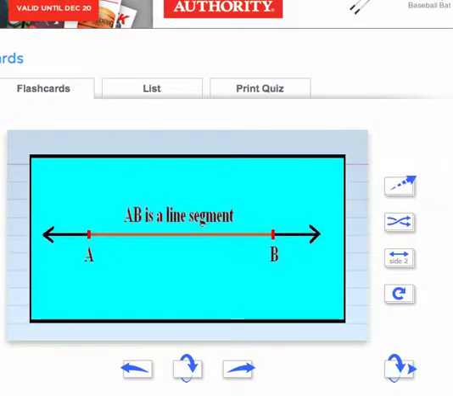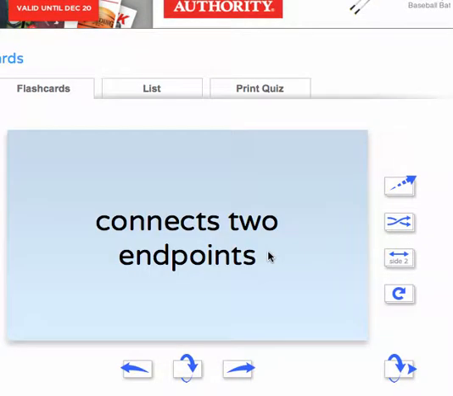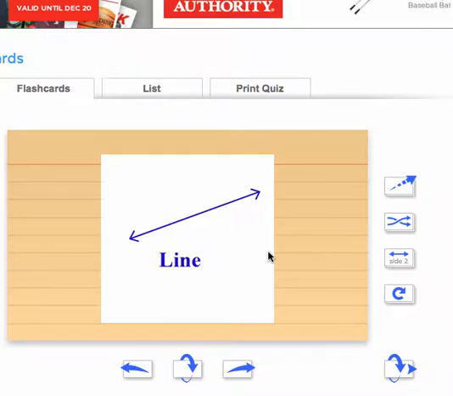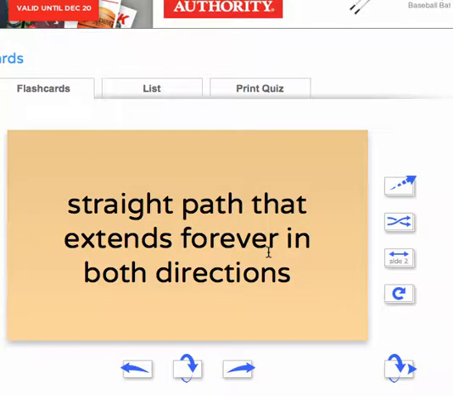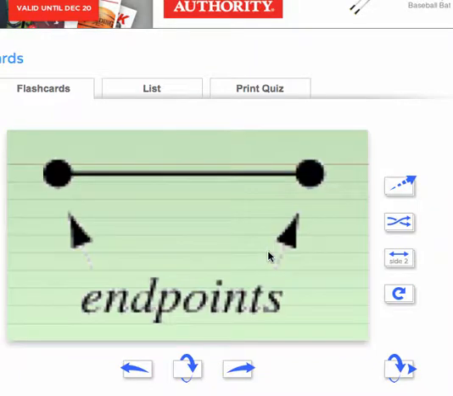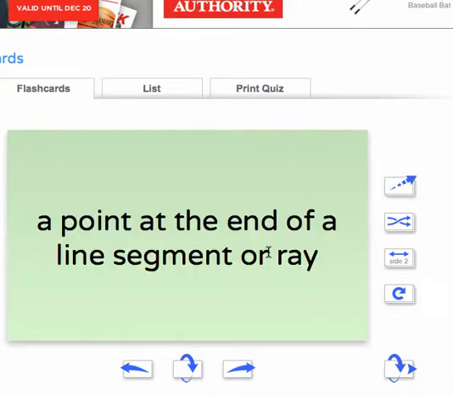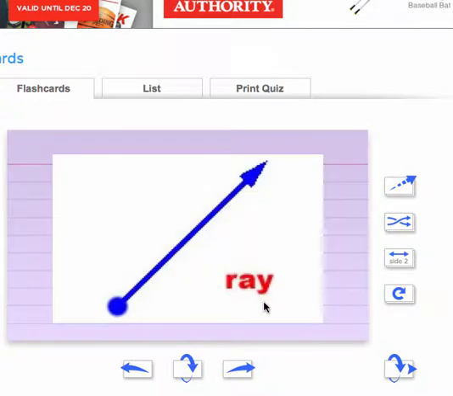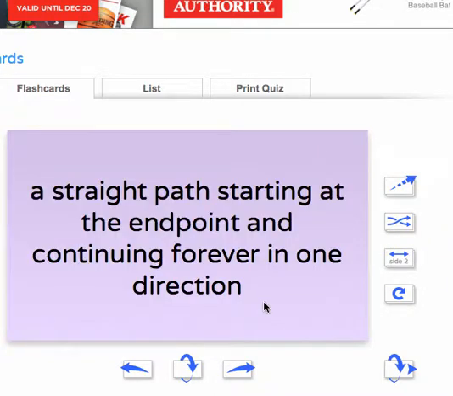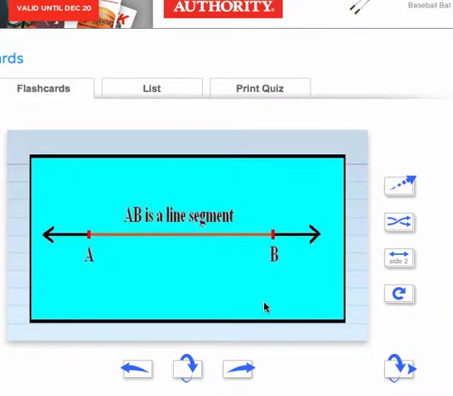Here's one of your terms, line segment, which connects two endpoints. A line, which is a straight path that extends forever in both directions. Endpoints, a point at the end of a line segment or ray. And ray, which is a straight path starting at the endpoint and continuing forever in one direction.